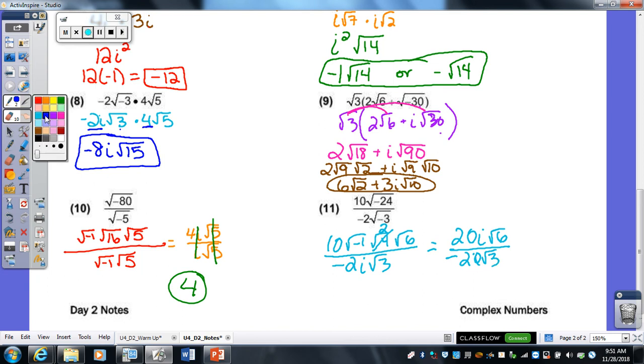So now we'll divide. I's are going to cancel because they're the same exponents. Remember, anything with the same exponents cancels. 20 divided by negative 2 will give us a negative 10. And then remember, we divide those numbers underneath the radical. So 6 divided by 3 gives us a radical 2. So negative 10 radical 2 ends up being our final answer.